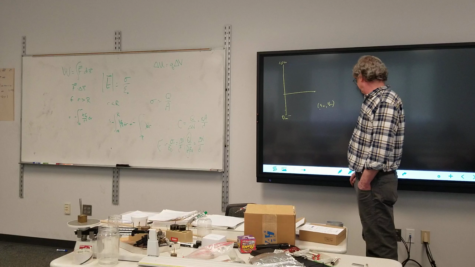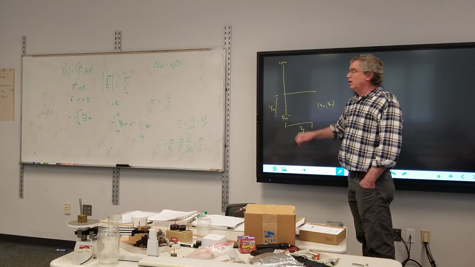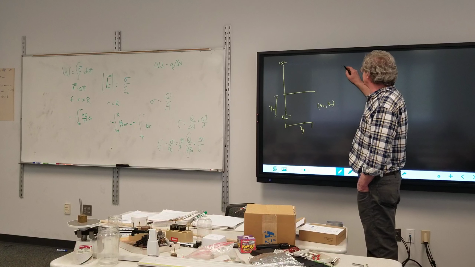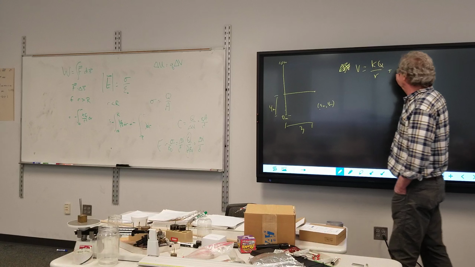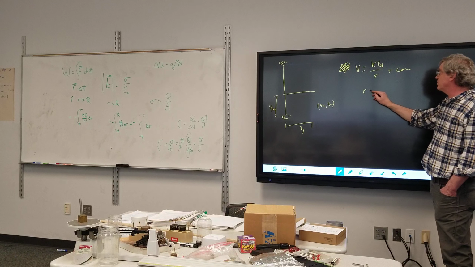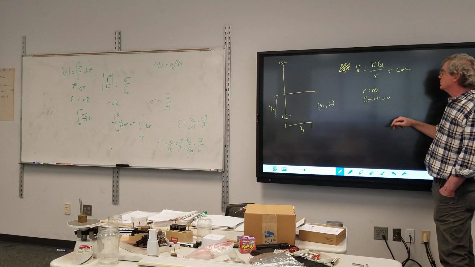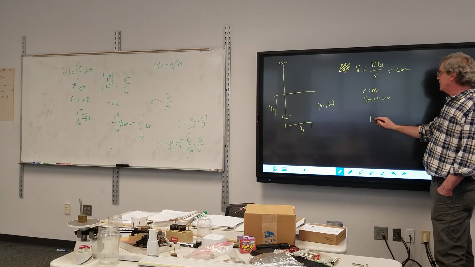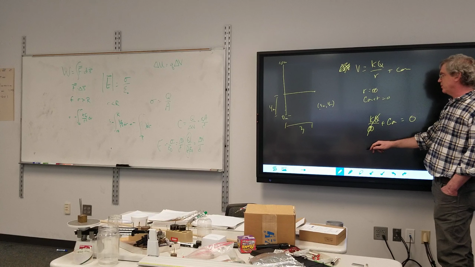All right, so that's still erasing. That's 3 meters, and that is 4 meters. When you're setting it up, I know basically my formula for the electric potential, kQ over r plus some constant. But we established in part A that if r is equal to infinity, the constant has to be 0. So kQ over infinity plus some constant is equal to 0. Well, that's 0, so the constant has to be 0.